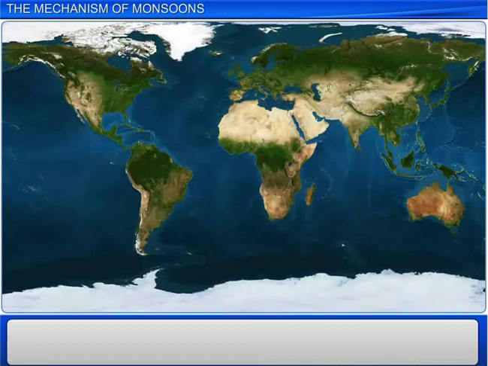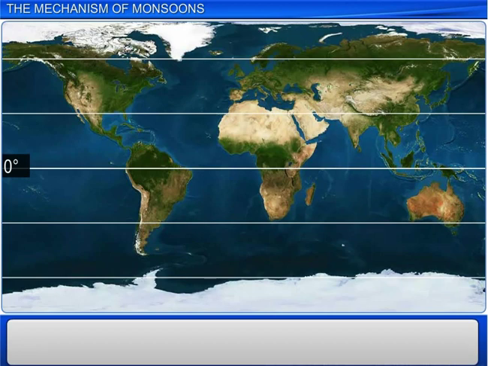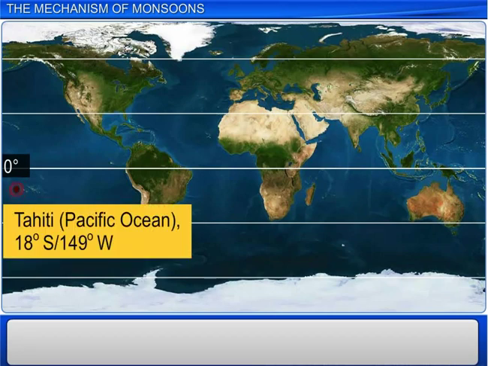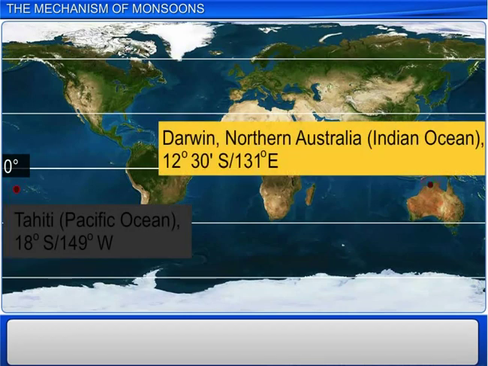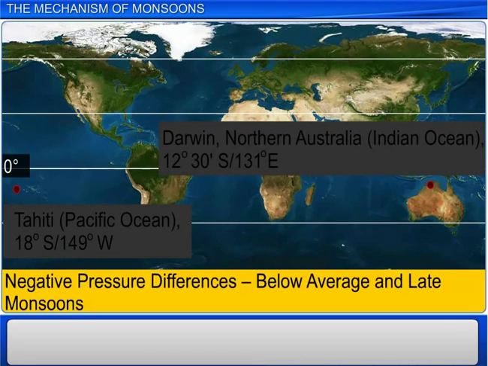The intensity of the monsoons can be predicted by computing the difference in pressure over Tahiti in the Pacific Ocean, 18° south or 149° west, and Darwin in northern Australia, in the Indian Ocean, 12°30' south or 131° east. Negative pressure differences would mean below average and late monsoons.